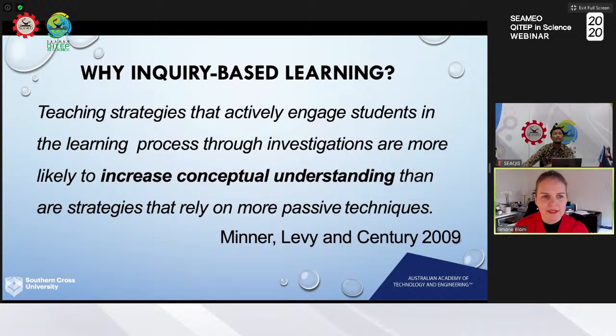Inquiry-based approaches are demonstrated through research to improve conceptual understanding. They require students to be active participants in their learning and not passive observers waiting to be filled with knowledge. So we are moving into that social constructivist approach to learning rather than the old mug and jug approach. Students are very hands-on, they're very engaged in what they're doing and they know what they're doing.